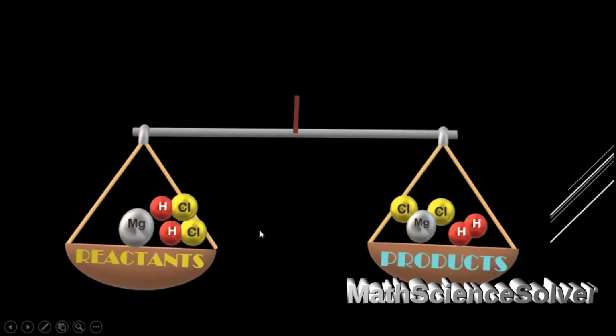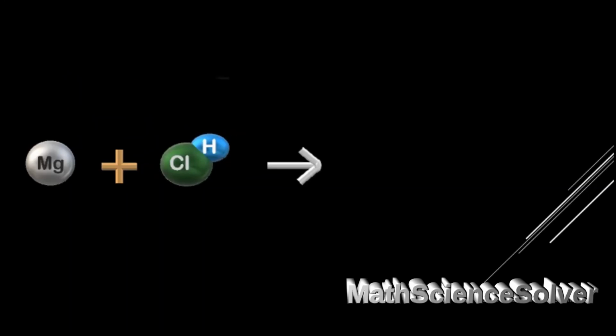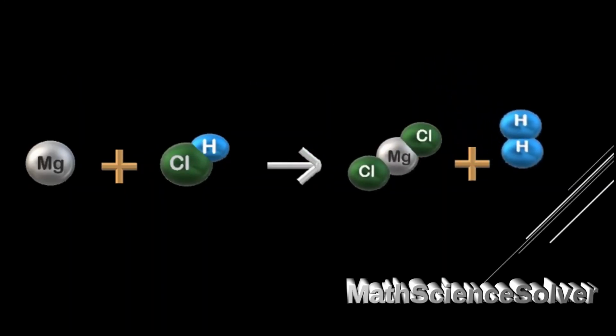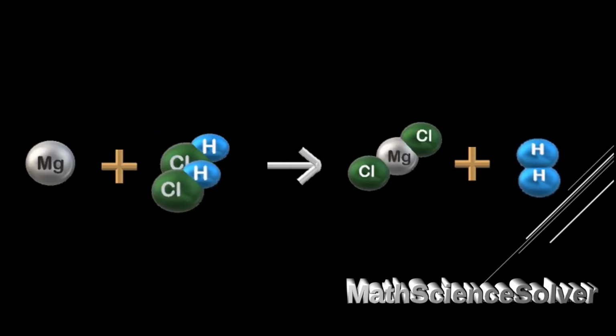Everything is balanced. Magnesium is 1 on the product side. Chlorine is also balanced. Hydrogen is also balanced. So magnesium plus hydrochloric acid will give you magnesium chloride plus hydrogen. So add 1 more hydrochloric acid.